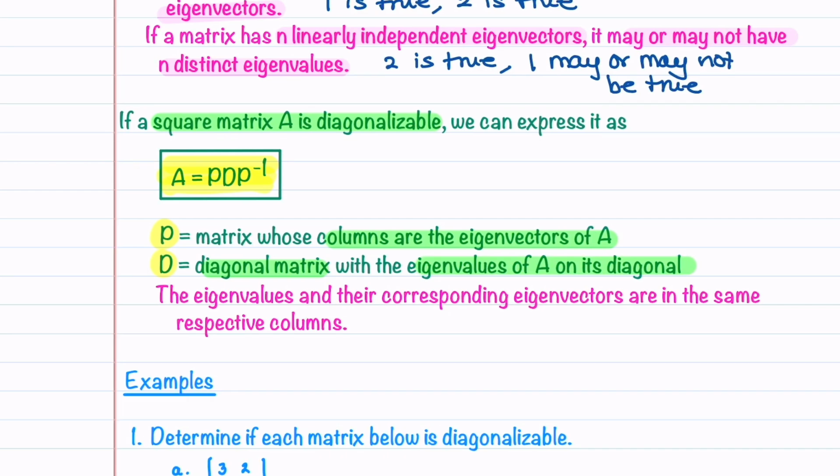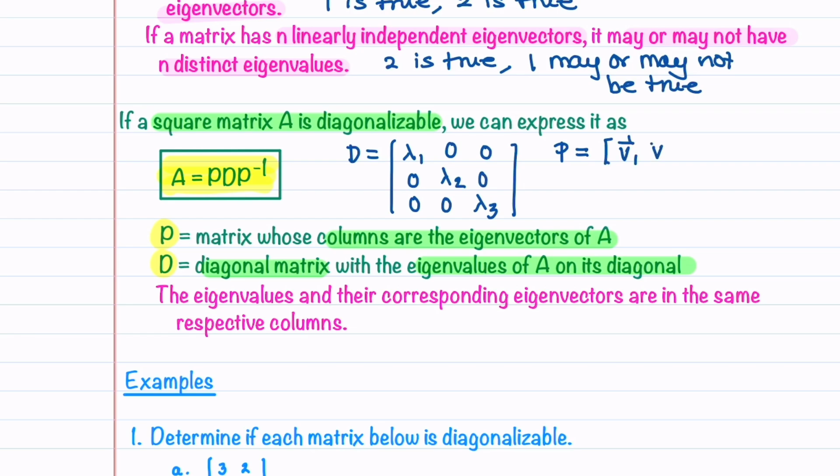Let me show you what P and D look like for a 3 by 3 matrix that has 3 distinct eigenvalues. Our diagonal matrix D is going to have the eigenvalues of matrix A along its diagonal. And then because it's a diagonal matrix, all the other entries are going to be equal to 0. And then our matrix P is going to contain the eigenvectors corresponding to each of the eigenvalues of matrix A. P is going to look like v1, v2, and v3.